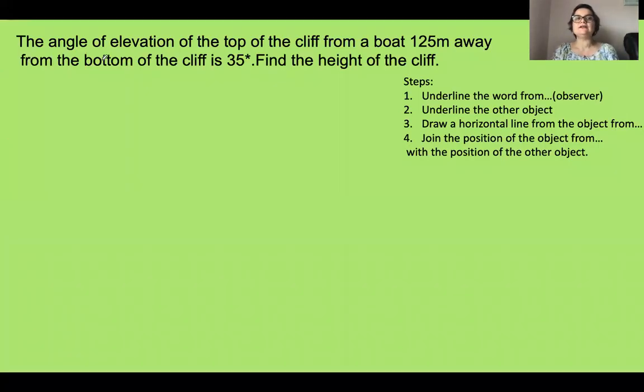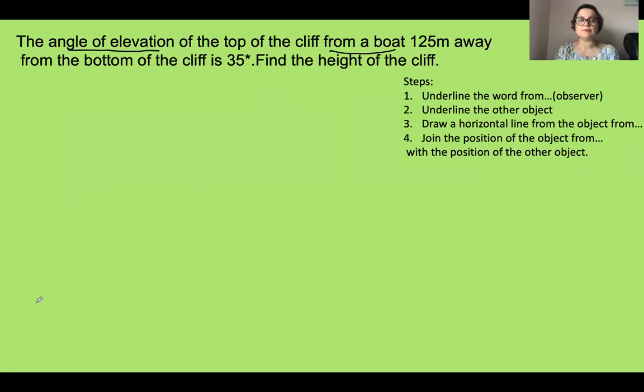It says the angle of elevation of the top of a cliff from a boat, I'm underlining "from" here on the steps. So this is where the observer is, from a boat, 125 meters away from the bottom of the cliff. So you have a boat and a cliff, and the angle of elevation is 35 degrees.